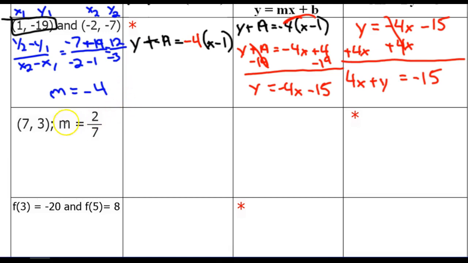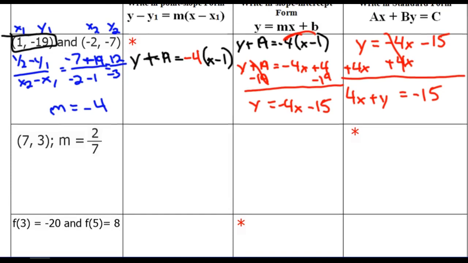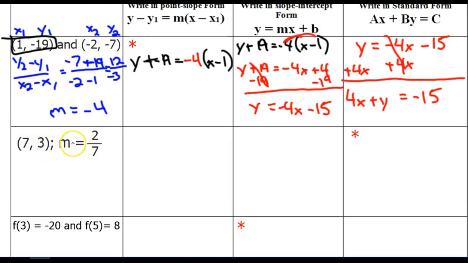Alright, our next problem is 7 and 3, and then m equals 2 sevenths. So 7 is going to be our x1, 3 is going to be our y1. So we start with y minus y1, so y minus 3 equals 2 over 7 times x minus 7.